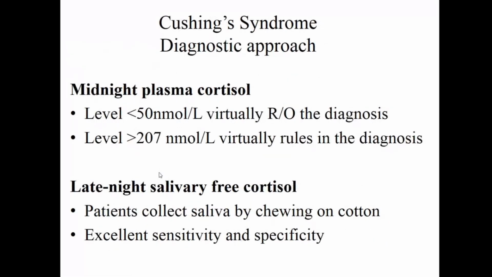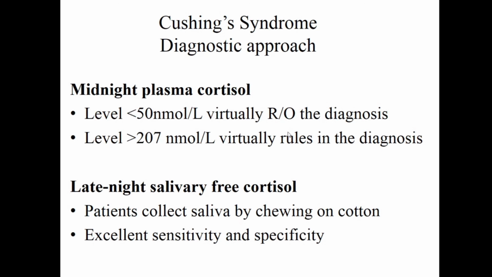Just now I told you that the diurnal secretion of cortisol is maximum in the morning and minimum in the evening, and the most important one is the midnight, late in the night. So we expect that the plasma cortisol will be low at night. If you estimate plasma cortisol and it is low at night, that means the patient is not having Cushing syndrome. That means you rule out the diagnosis.